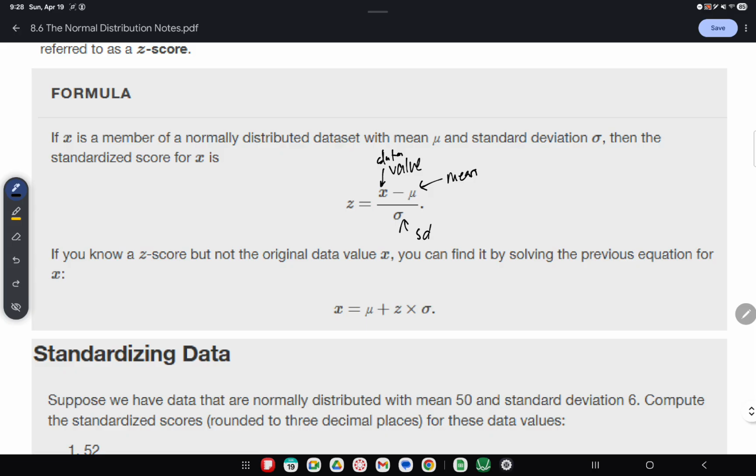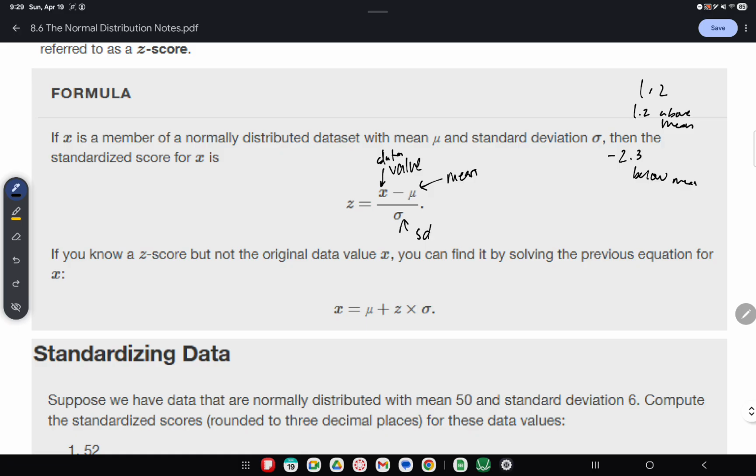And what that z-score tells us is how far away we are from the mean. So if we get a score of like 1.2, then we are 1.2 above the mean. But if we get something like negative 2.3, then we are 2.3 below the mean. So that positive and negative just tells us if we are above or below.